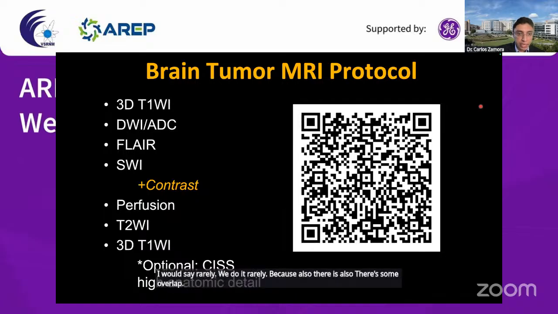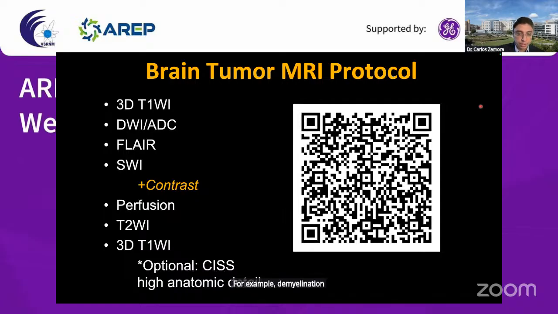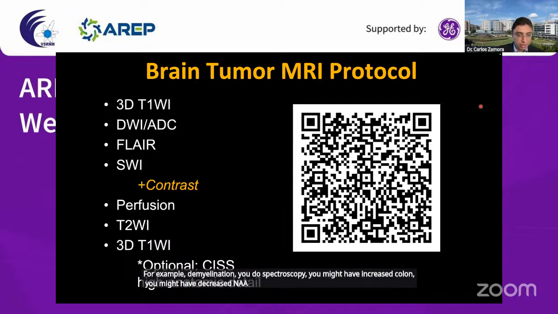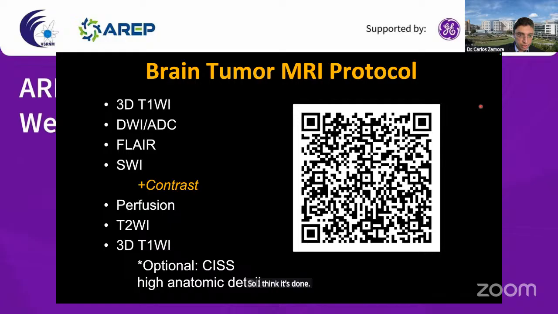For example, demyelination, you do spectroscopy, you might have increased choline, you might have decreased NAA, it might look like tumor, but it's demyelination. There's areas where there's overlap, right? So I think it's done rarely. That being said, there are some areas that do it more often, that do it well.